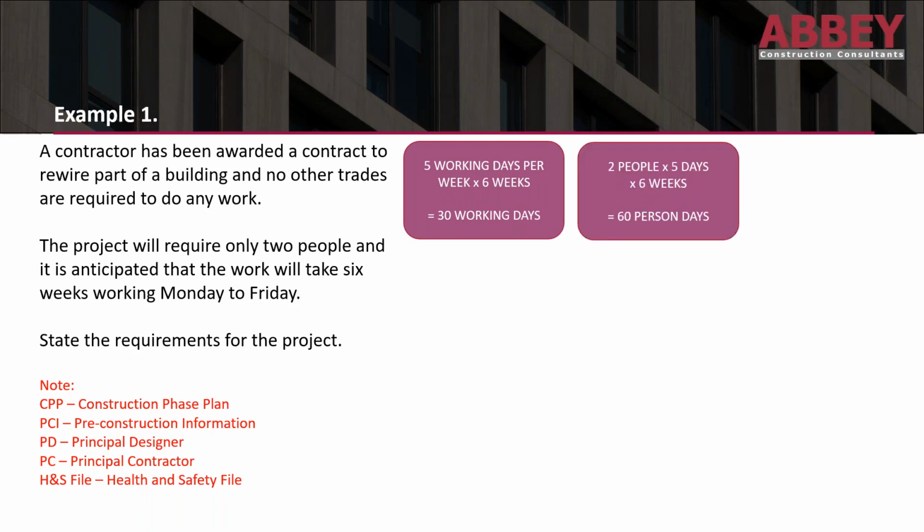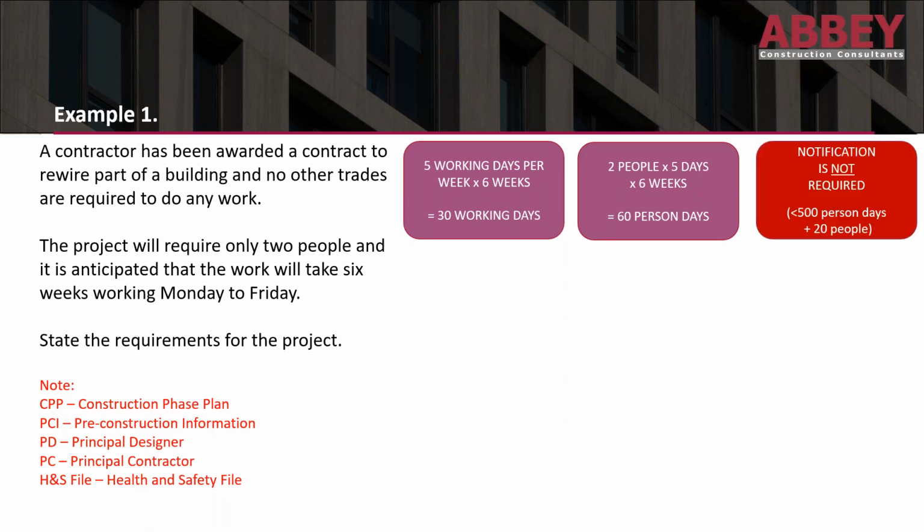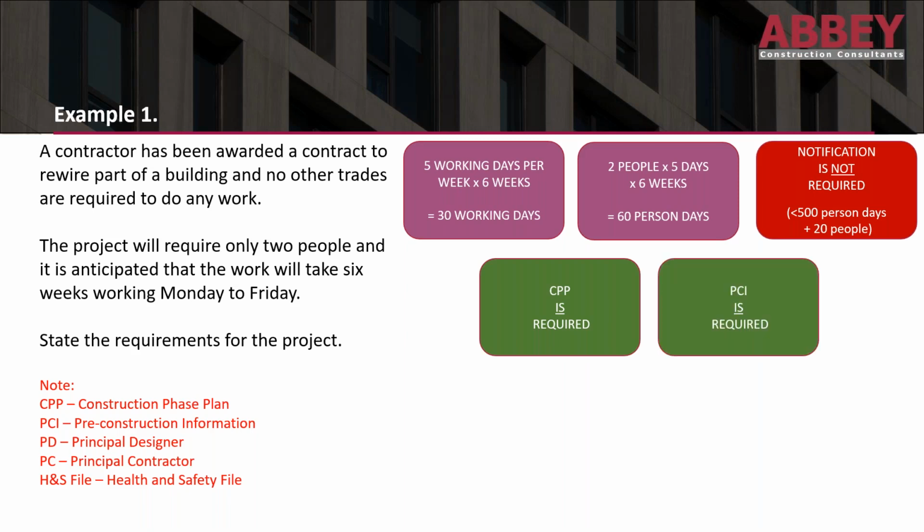But we've got 2 people working for 5 days times 6 weeks, so 2 times 5 is 10, times 6 is 60 person days. So we've not exceeded the 500 person days, and we've not exceeded the first point, which is 30 working days with more than 20 people working simultaneously. So after this calculation, we can quite safely say that that project is not notifiable, doesn't fall under the notification requirements. However, a construction phase plan is still required.